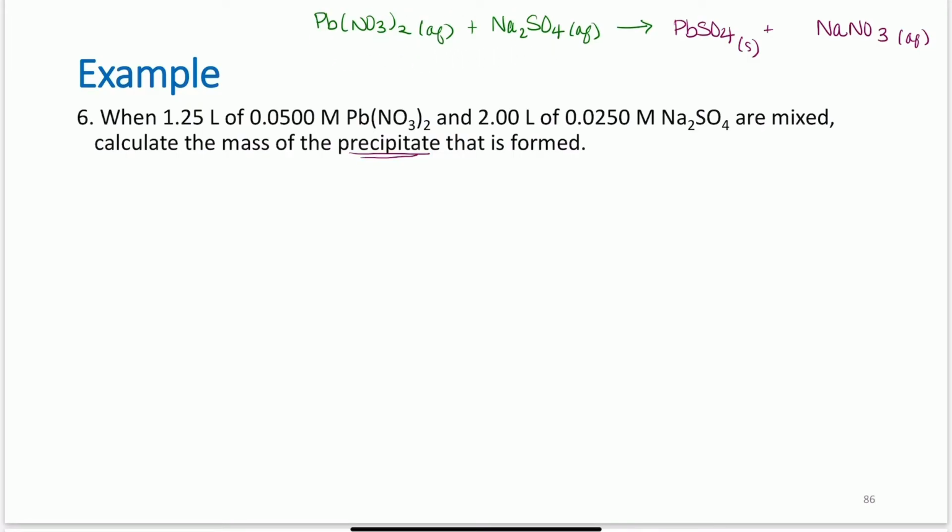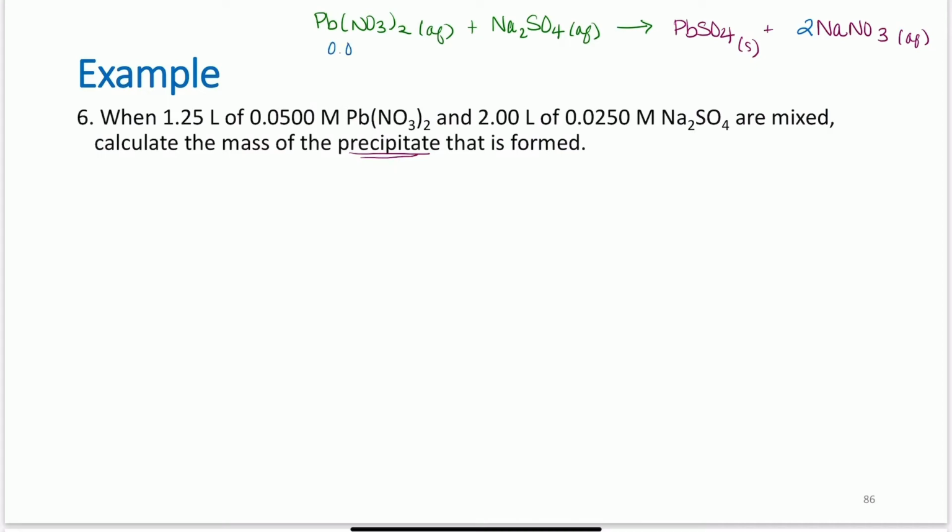Not quite done. Balance out your equation. 1 lead, 2 nitrate, 2 nitrate, 2 sulfate, or 2 sodium, 1 sulfate, 1 sulfate. So we are now balanced as well. It may not matter in the calculation we're doing, but it's always good practice to balance just in case. Then write down what you've got.